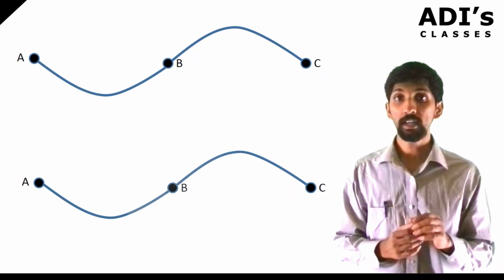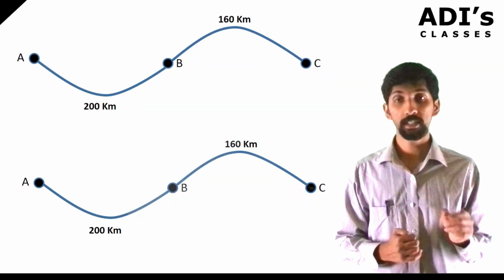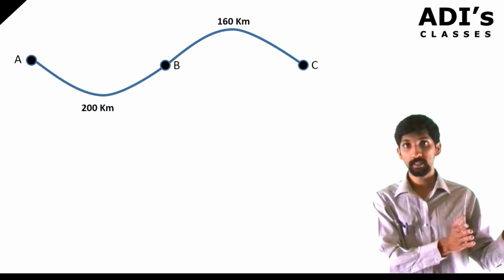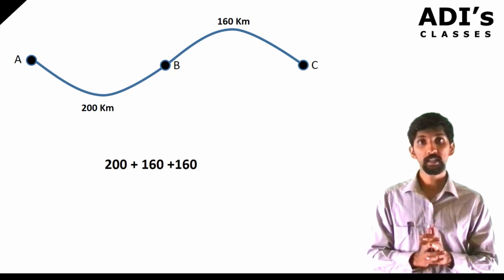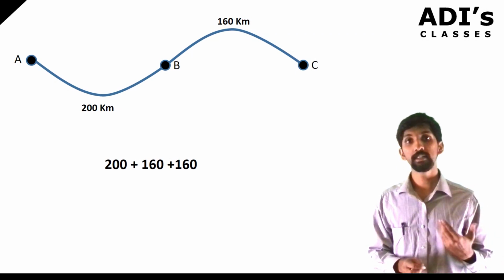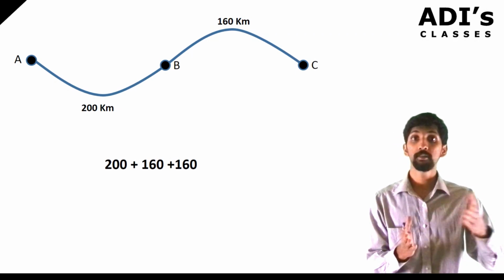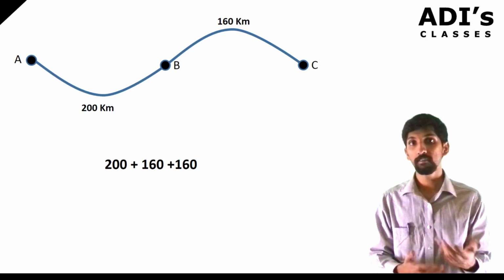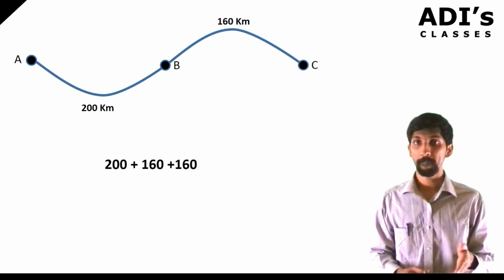Now suppose, from C, I tell you to go back to B. Then what do we do? See, 200 plus 160 plus one more 160, correct? So here basically, we are adding whatever distance you are traveling, right? Obviously, suppose you are in a car, I say go from A to B, then B to C, then come back to B again. Then obviously you will be traveling a lot, right? So it's 200 plus 160 plus 160.